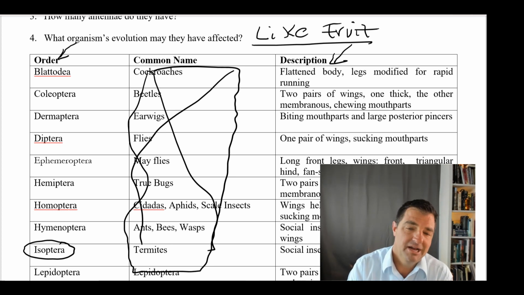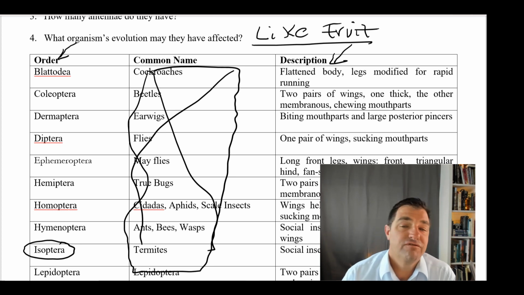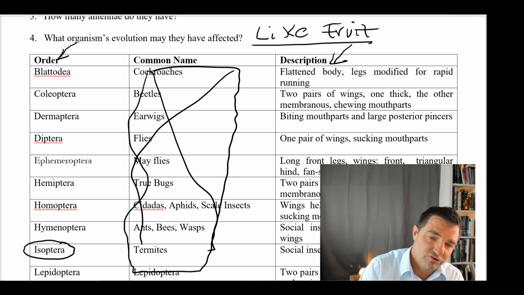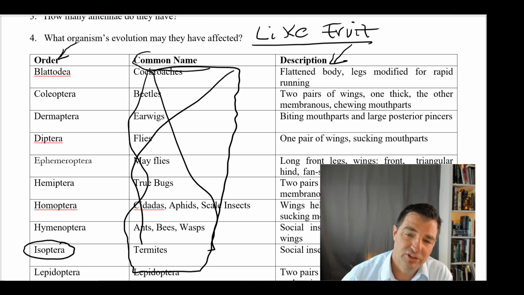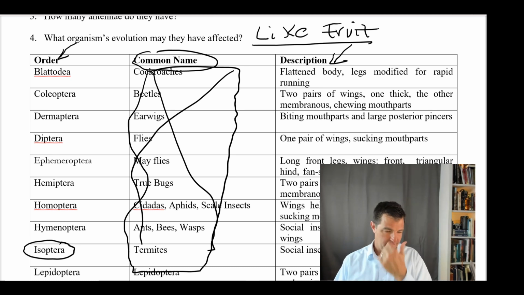Okay? And again, it's just for order of insects. So if I ask you phylum or subphylum, you don't get the chart. You only get the chart for orders of insects, and you will get this exact chart, but without the common name, but it will have the order and the description name.